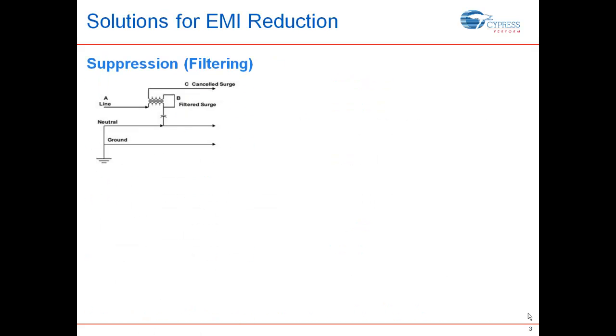First one is called the suppression or filtering. In this technique, we essentially add a filtering circuit such as a capacitor to the output of the clocking signal. The advantages of using such techniques are: 1. It's a low-cost solution. 2. It does not change the clock accuracy.